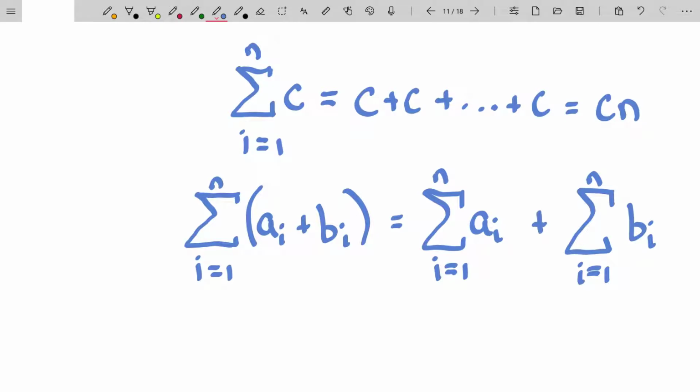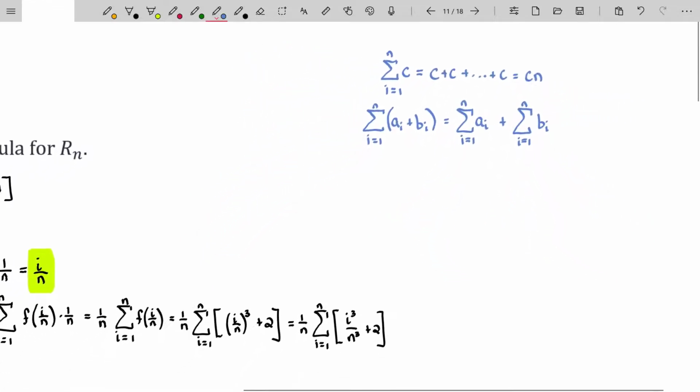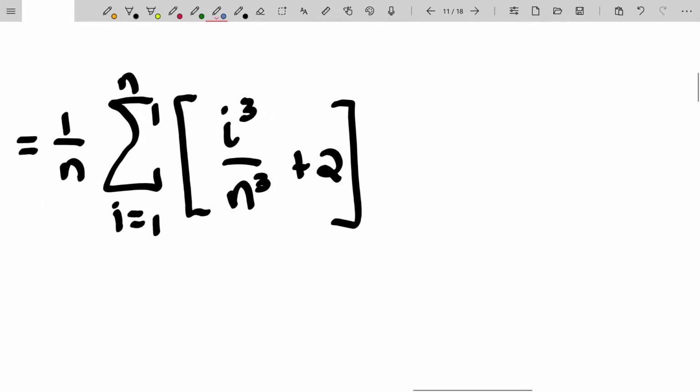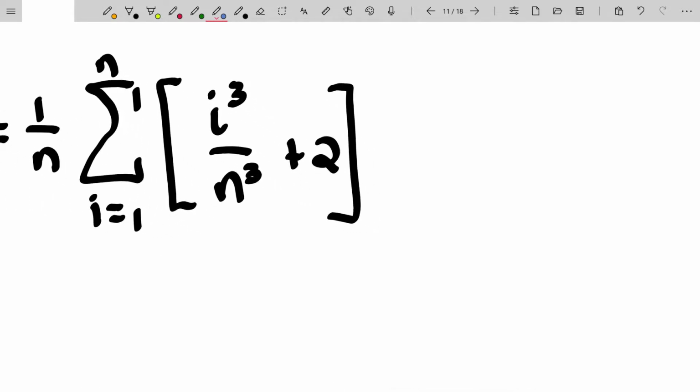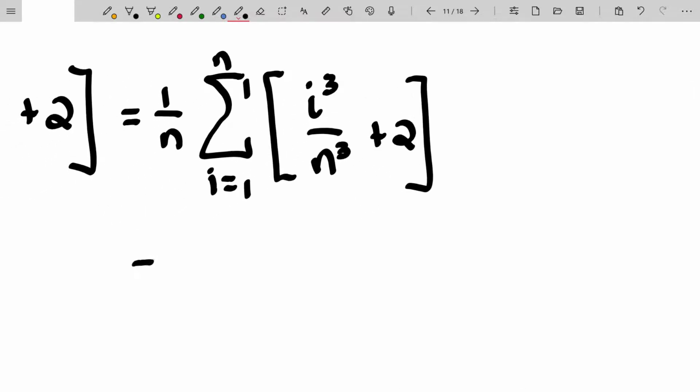As long as they're finite. You will, in Calc 2, do summations that are not finite, and splitting those can be a little bit wicked at times, so you might not be able to split them. But that's going to be useful here as well, because I have a summation of i cubed over n cubed plus 2. I'm going to split that sum. In fact, let me do that right now since we're writing down those identities.